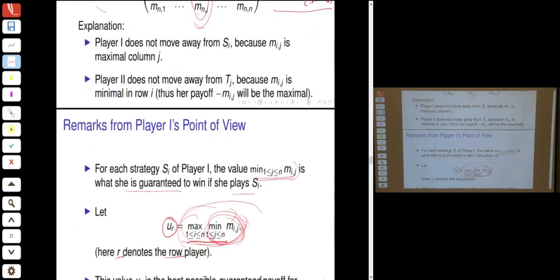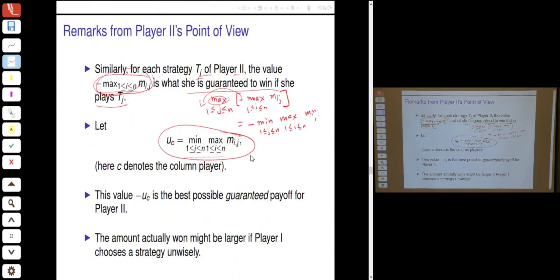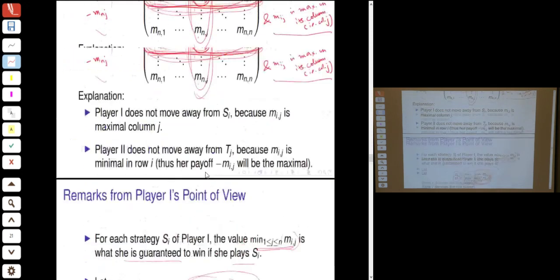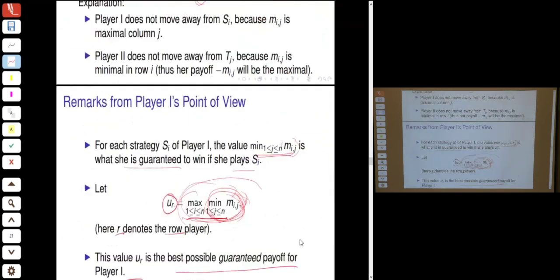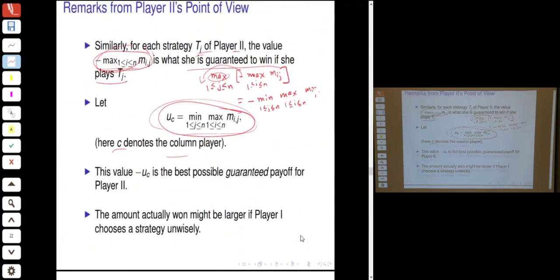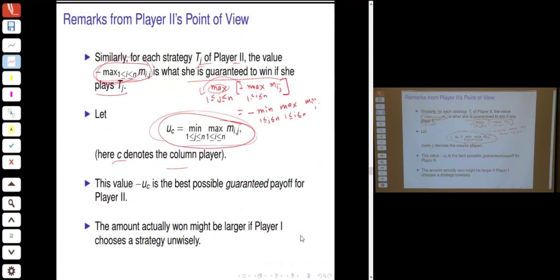Similarly, the quantity for this one will be called UC, where C stands for column, because player 2 strategies stand for the columns. And therefore, minus UC is, by definition, this calculation. So minus UC is the best possible guaranteed payoff for player 2.